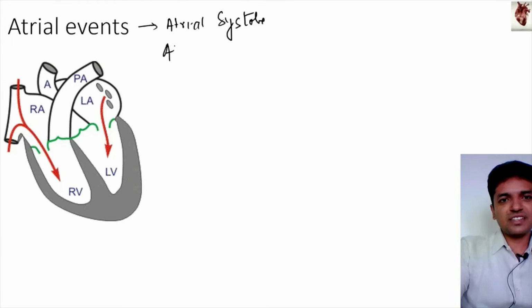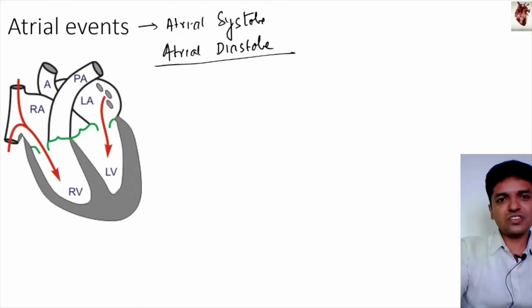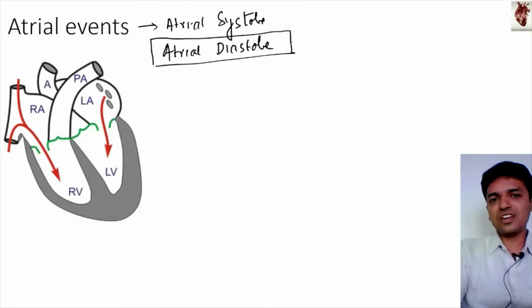Another one is called atrial diastole. Atrial diastole we need not discuss in detail, because atrial diastole is an ongoing process during which important ventricular events are taking place. So what is happening during atrial diastole? The only thing that we are going to write in the exam is that during the atrial diastole, the atria is filling with the blood.